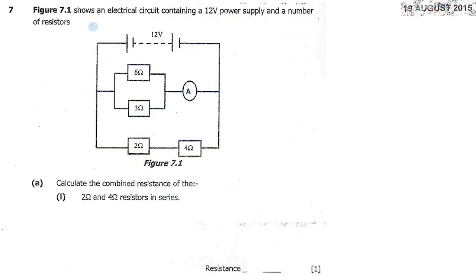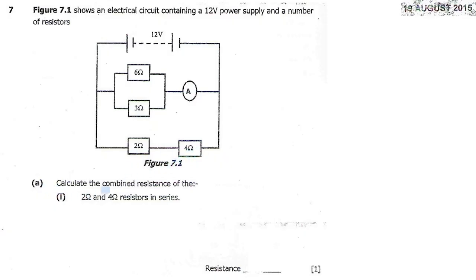So we move. This one says figure 7.1 shows an electrical circuit containing a 12-volt power supply and a number of resistors. This one came in 2015, 19th August. So this is a 12-volt supply and these are resistors. The 6 and 3 ohm resistors are in parallel to each other, and the 2 ohm and the 4 ohm are in series with each other.